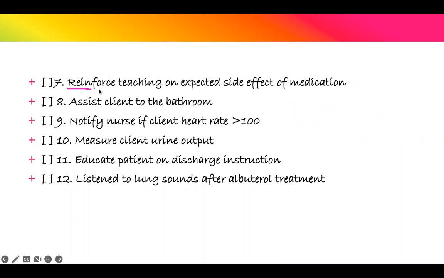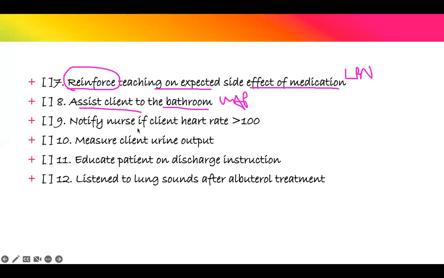Reinforce teaching. The word reinforce: MMR most. Go back and listen again. MMR most is always LPN. Reinforcement, monitoring, reinforce teaching. The teaching is already provided on expected side effect of a medication. This is LPN. Assist client to the bathroom. No thinking, just taking them to the bathroom. UAP.